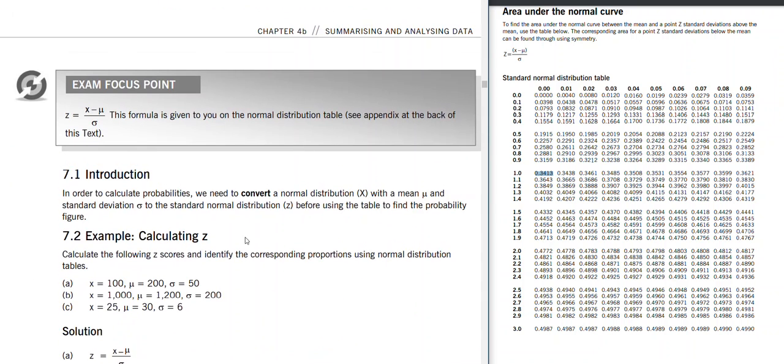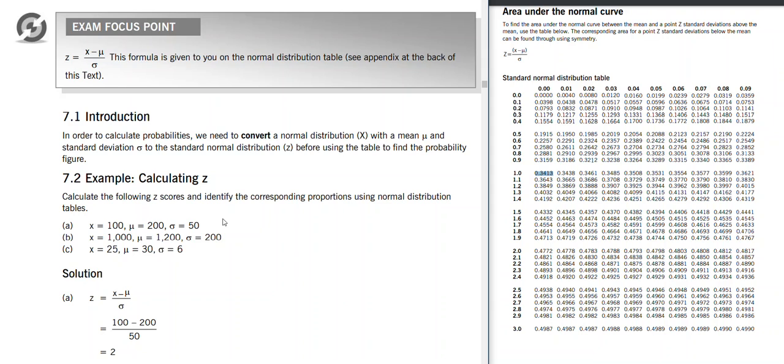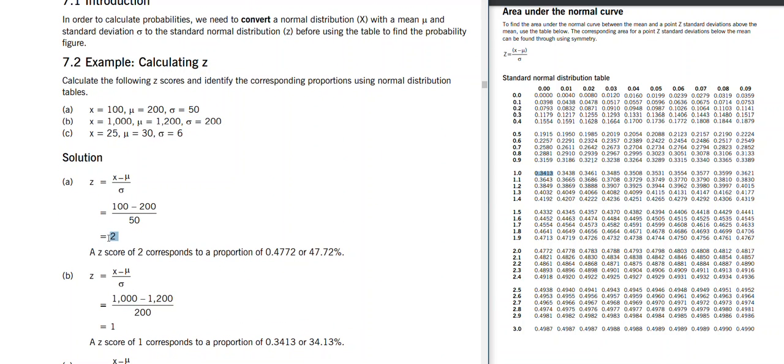So like in this example, we have here, calculate the z-score and identify corresponding proportions using normal distribution. For example, we have A, the units are 100, and mean is 200, and we have standard deviation of 50. So we have a z-score of 2. If z-score of 2 is given and you want to find the percentage, you check 2 exactly, and you will find 47.2%, above or below. If it says total area collectively, then you have to multiply by 2 or add it together.